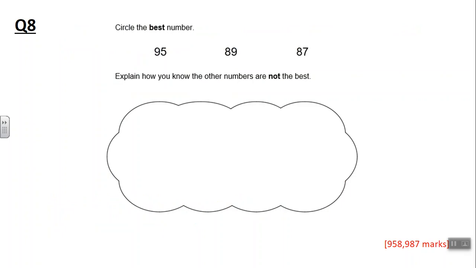Number 8. Circle the best number. So there's 95, 89 and 87. Explain how you know the other numbers are not the best. So circle the best number. How are the other numbers not the best?